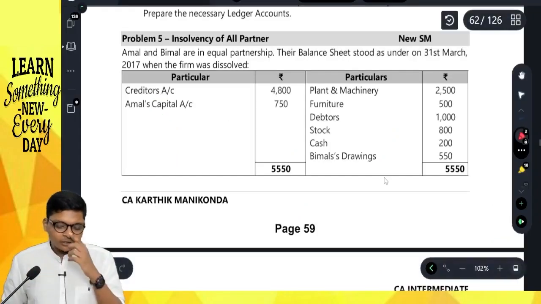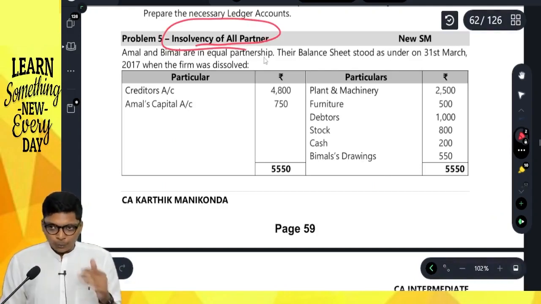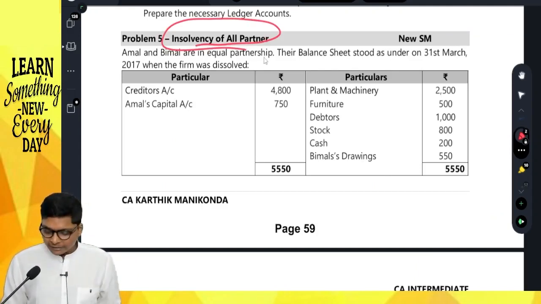How do you know it's insolvency of all partners? Sir, you have given it in the heading, sir. Question, when you read you should understand. So let me read the question.